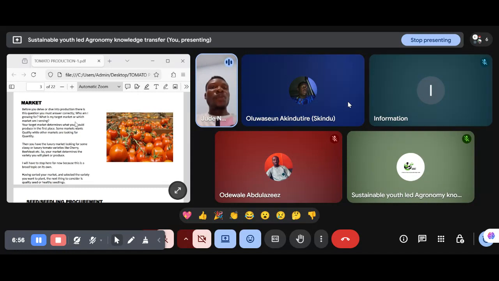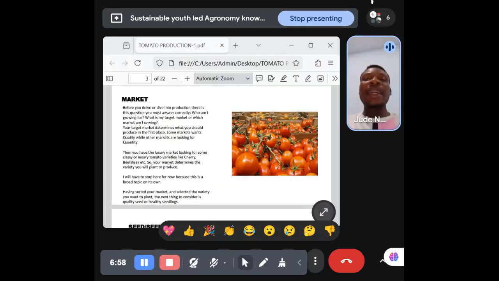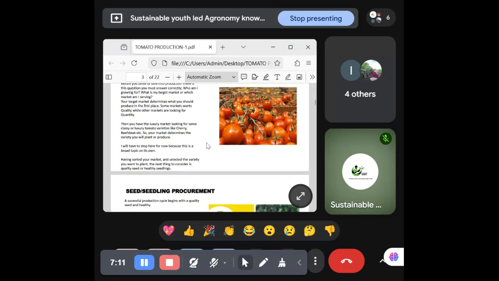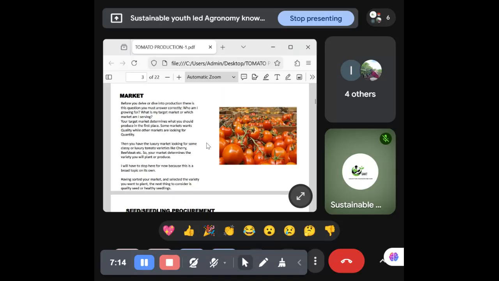So you see, some markets want quality, while other markets are looking for quantity. Now let me use the word, the nearest market to you. You cannot have the nearest market to you looking for quantity, and what you grow is quality. It means you may even end up begging them to buy it. And when you are begging people to buy, they will be the one to give you the price. They can even rubbish the price for you. So you cannot have a market looking for quantity, whereas you are growing quality.